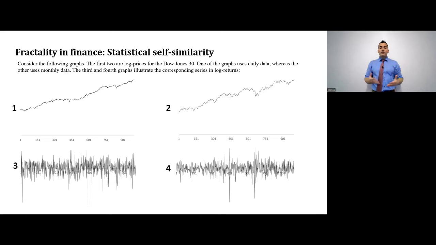What you also see here is that we have roughly 1,000 observations. Again, one set of the data is 1,000 monthly observations, and the other set is 1,000 daily observations. And again, by just looking at the graphs, you cannot see the resolution. The resolution can be either monthly or daily, but you cannot distinguish between them.